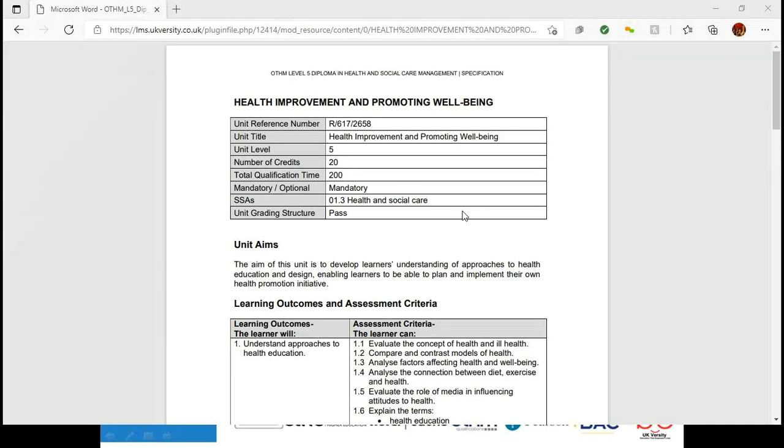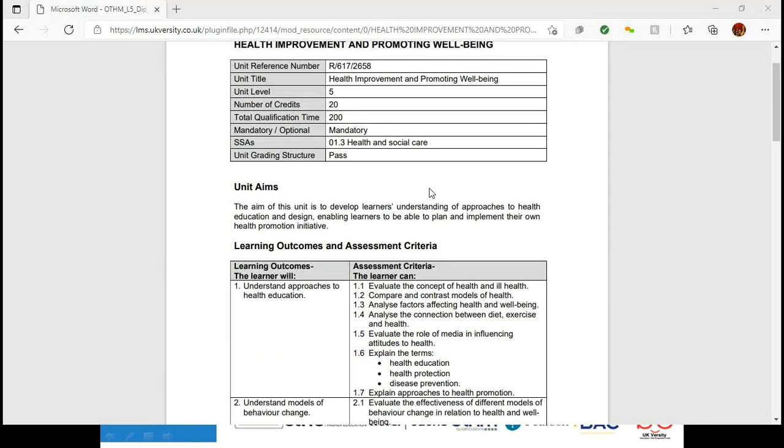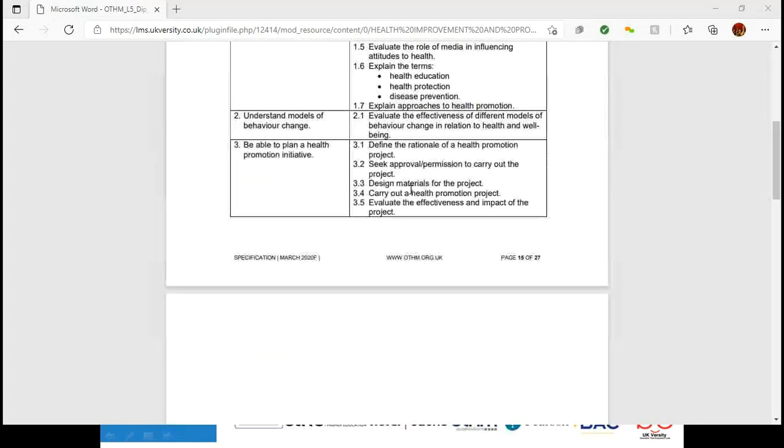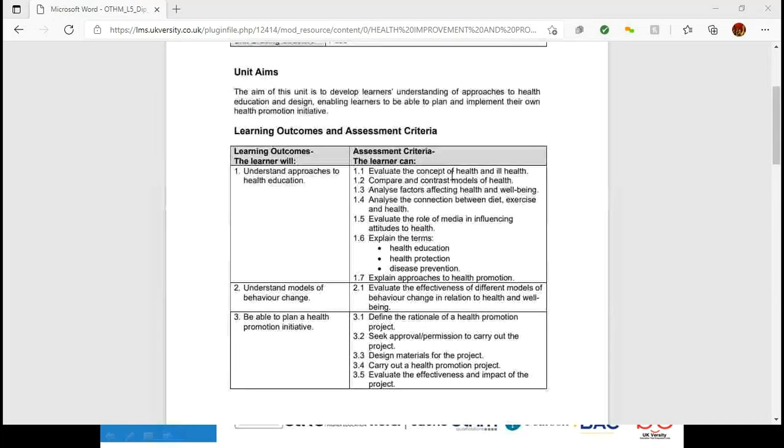Hi, so we're making a start on the health improvement and promoting well-being unit today. Now, there are a few learning outcomes here. So we have 3 learning outcomes, and we'll be looking at the first learning outcome today, which is understand the approaches to health and education.